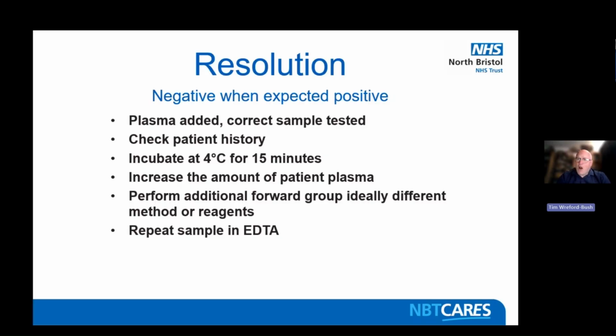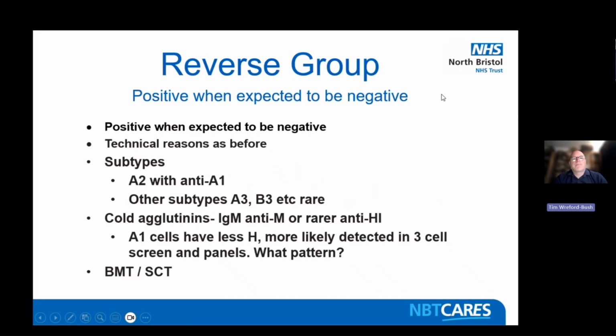And if you can't get any resolution with the reverse group, one of the things in the guidelines says perform additional forward group, ideally with a different method or reagents. Certainly with babies, you might want to do it twice. Go, right, okay, that's A, do it again. It's still A. Okay, good. We'll report it as A. And again, repeat sampling, which is probably what you have anyway.